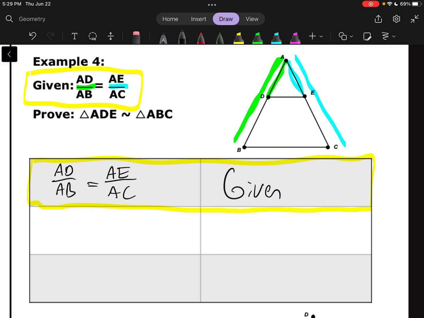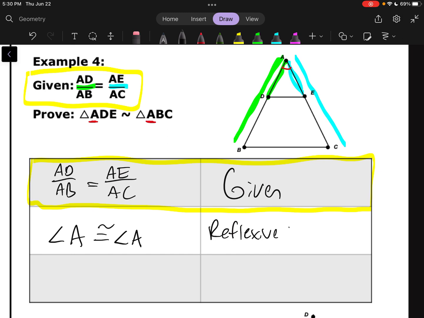Now, we don't know anything about DE or BC, so we can't do side, side, side, but what I hope you guys see is that both of these triangles, both the top one and the big one, it's kind of tricky to spot for the first time, but both of those triangles have angle A, right? Notice they both have an A in their name. They share angle A up at the top. So this is a weird case of me being able to do angle A congruent to angle A, reflexive property.